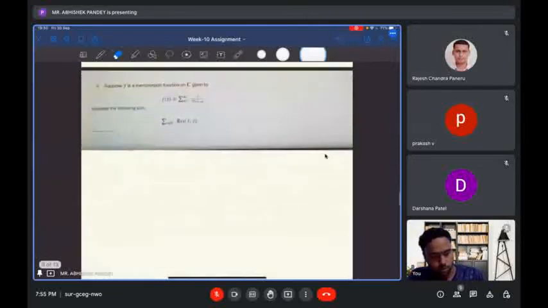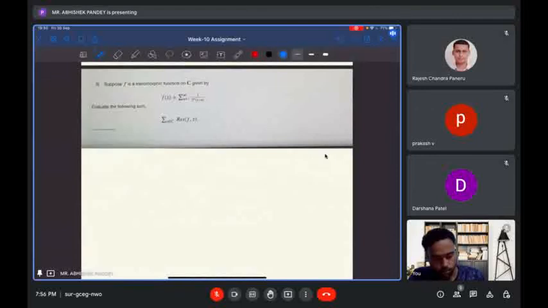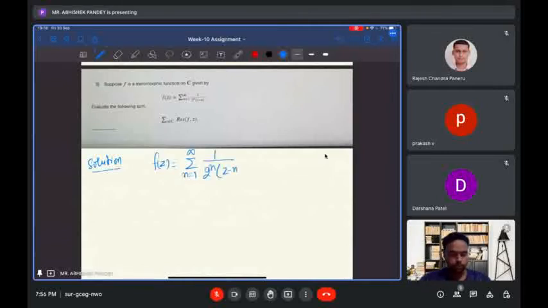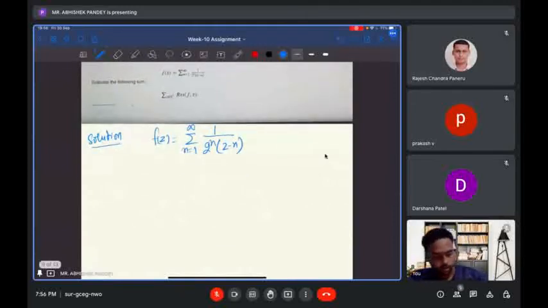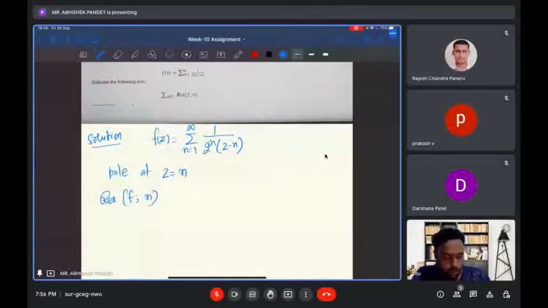Okay, so let us move toward question number three. Here your f(z) is the summation from n equals 1 to infinity of 1 upon 2 to the power n times (z minus n). So basically it has poles at z equals n. What will be the residue of f at n? First observe that this pole at z equals n is a simple pole.